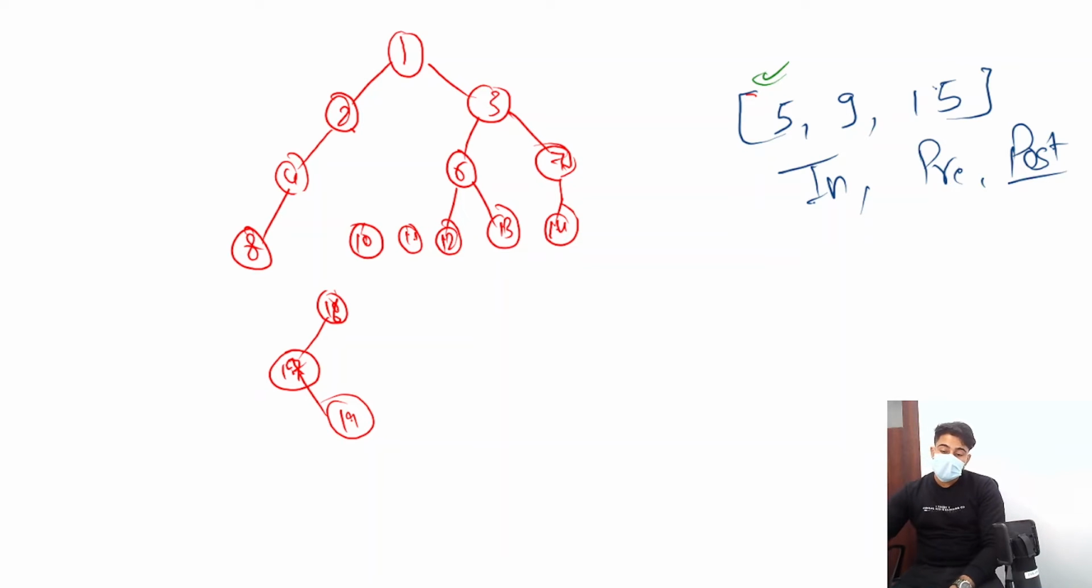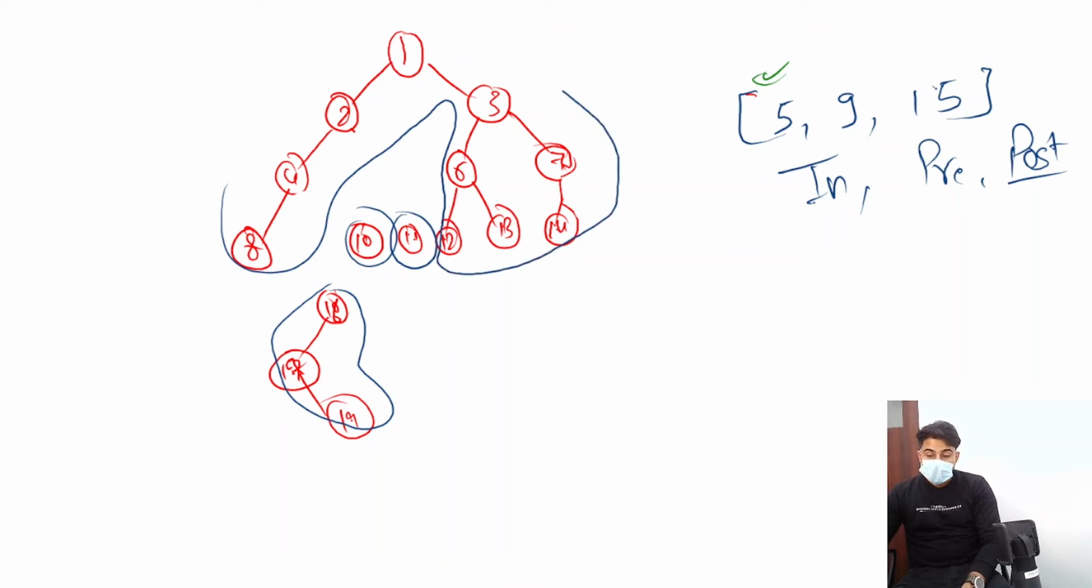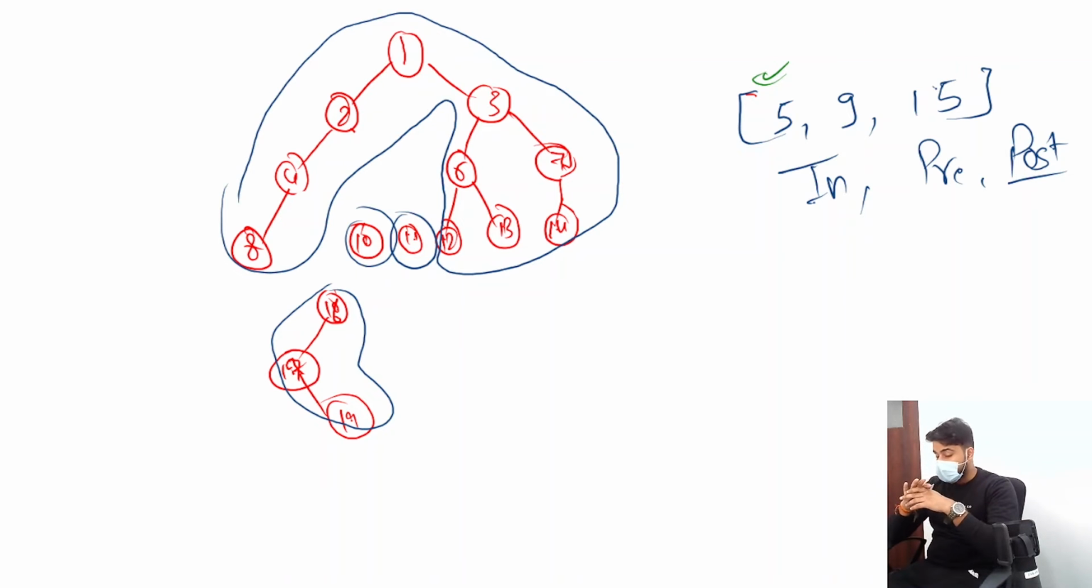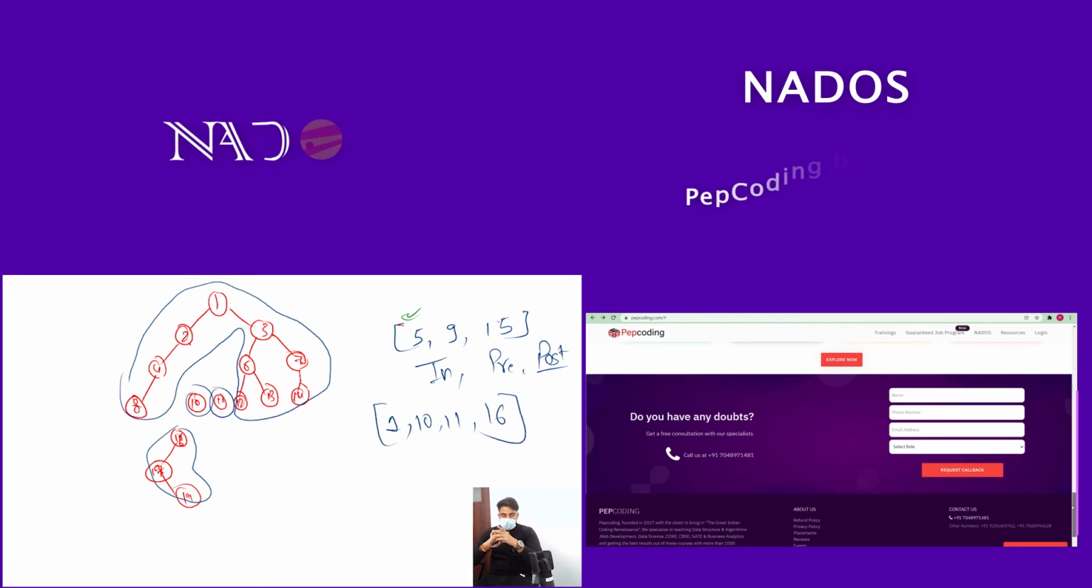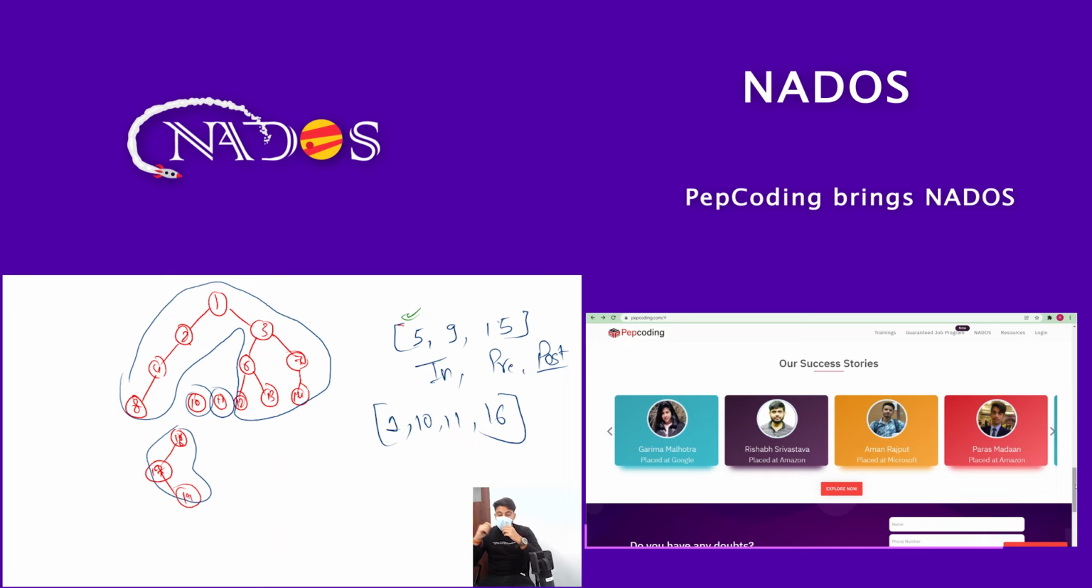Now you can see that here I have some binary trees. This is one binary tree, this is one, this is one, and this is also one. According to my question, I just need to return their roots. The root of this tree is 1, the root of this is 10, the root of this is 11, and the root of this is 16. I just need to return this data. I hope you understand this question.